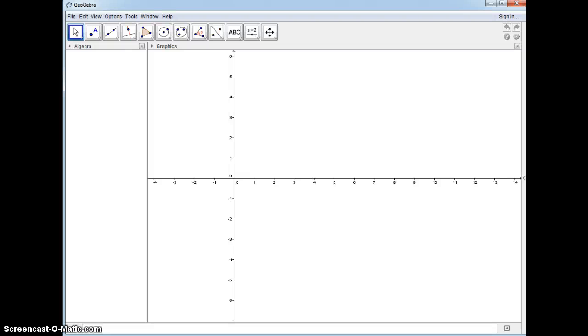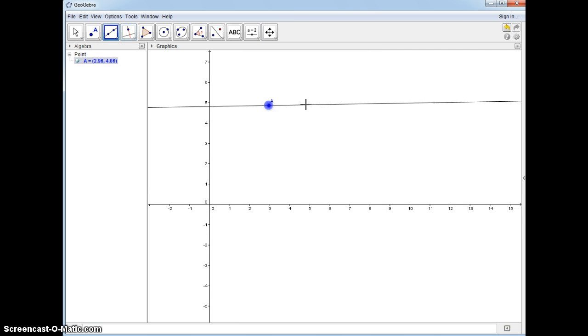In this video we're going to prove the diagonals of a parallelogram bisect each other. So we're going to begin in the algebra and graphics view, and we're going to be creating a parallelogram. So let's begin. I'm going to start with a line.